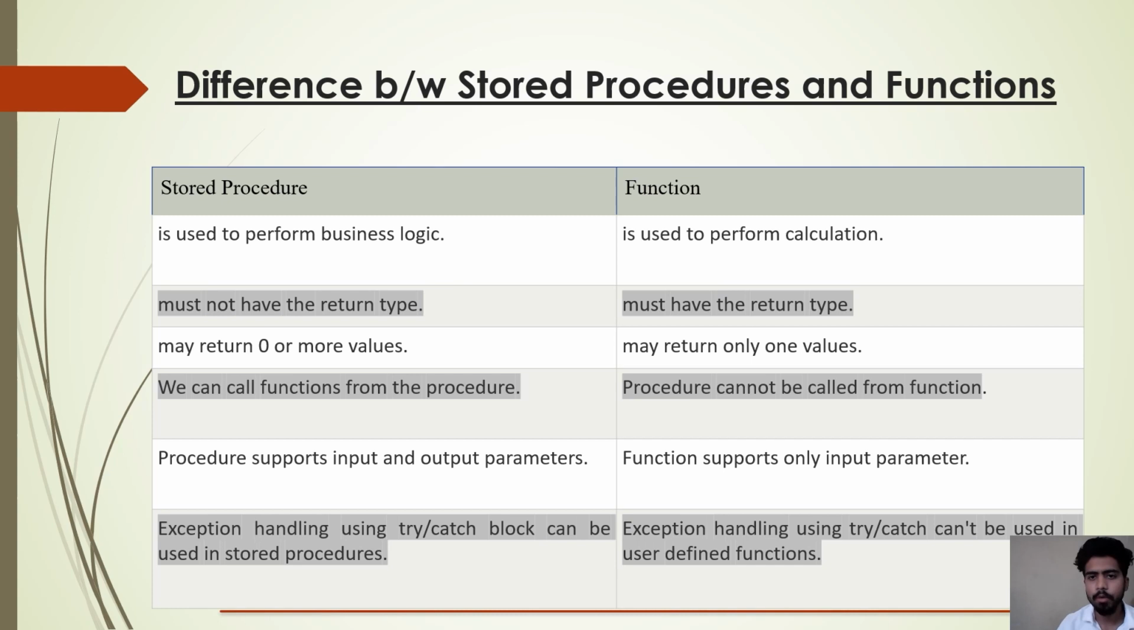Difference between stored procedures and functions. A stored procedure is used to perform business logic and a function is used to perform calculation. A stored procedure must not have a return type. A function must have a return type. A procedure may return 0 or more values. A function may return only one value. We can call functions from a procedure, but a procedure cannot be called from a function. A procedure supports input and output parameters. A function supports only input parameters. Exception handling using try and catch blocks can be used in a stored procedure, but it can't be used in a user-defined function.